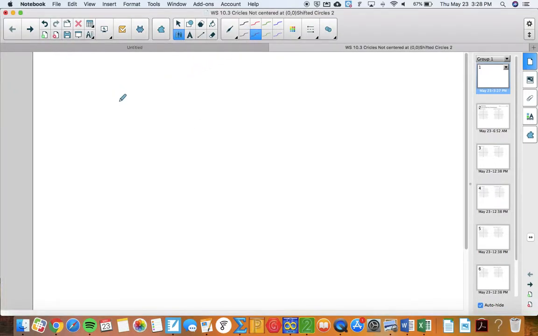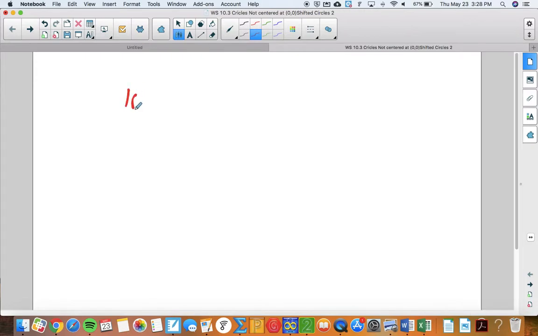Here we are. This is going to be shifting functions. This is like 10.3 part 2. So we've learned, to recap, that the equation of a circle, if it's centered at the origin, that's 0, 0, looks like this for an equation. Today, we're going to shift the circle. So the center is not going to necessarily be at 0, 0.